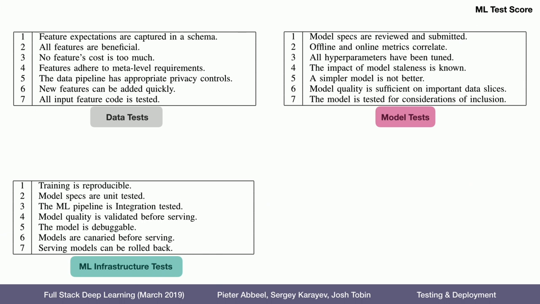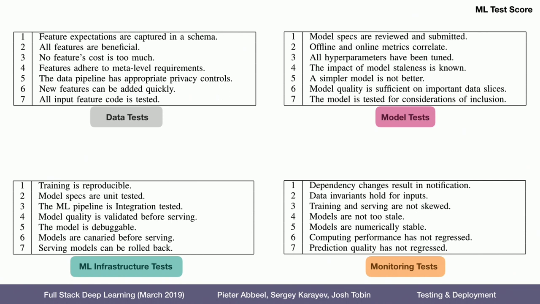And then monitoring tests. You got dependency changes result in notification, which means data invariants hold for inputs. So if you know your images must be 256 by 256, and all of a sudden they're not, you get alerted, right? Training and serving are not skewed, so you're used to an average intensity of 100 out of 255, but in production, all of a sudden you're seeing 200. So that's a skewed distribution.